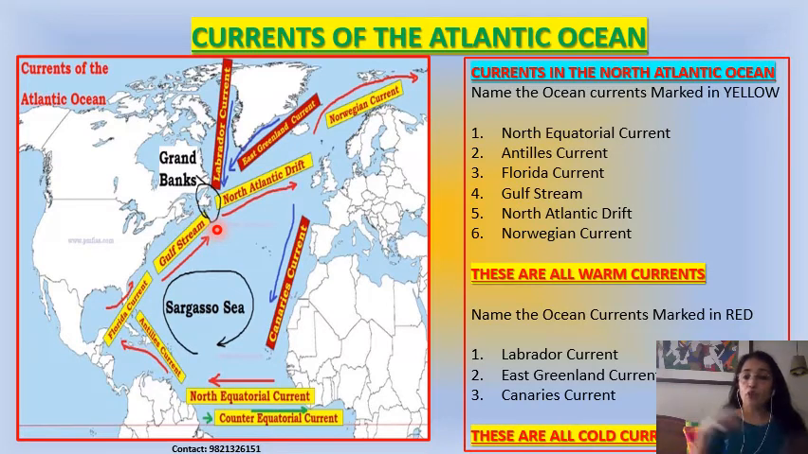The negative is, when cold and warm meet, what happens? Condensation. Fog is formed. Very thick fogs are formed. And ships lose their way. They go and hit against icebergs and they sink, like the Titanic. For now, just learn the names of the currents in the North Atlantic, that is the warm currents and the cold currents. All right, fine.